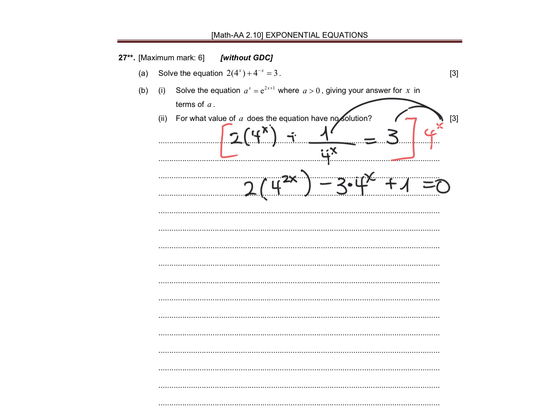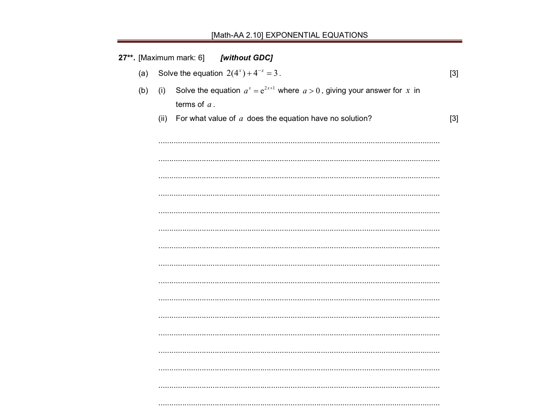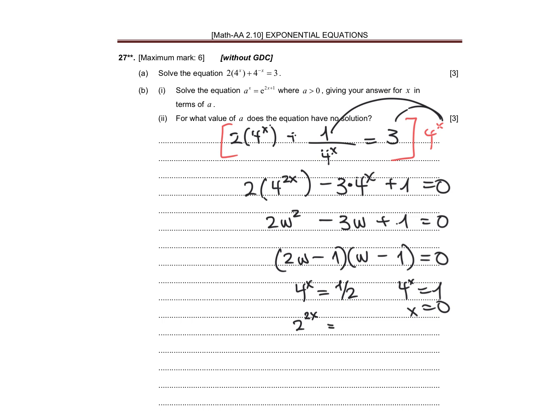So then this is just going to become 2w squared, where w is 4 to the x. And we factor. And we need a negative 3. So we've got w, 4 to the x, is 1 over 2. And w, 4 to the x, is 1. So here x is 0. And here we can write this as 2 to the 2x equals 2 to the negative 1. So x is negative 1/2. You can get it other ways, but.